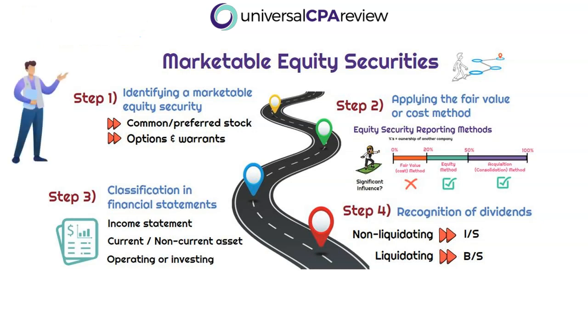So our first step is we need to be able to identify what a marketable equity security is. There's really going to be 4 main types, and we'll get to them shortly, but basically it's common and preferred stock, and then options and warrants. You're going to read through a question and they're going to say one of these different types of equity securities, and then you'll have to know what method to apply, right?